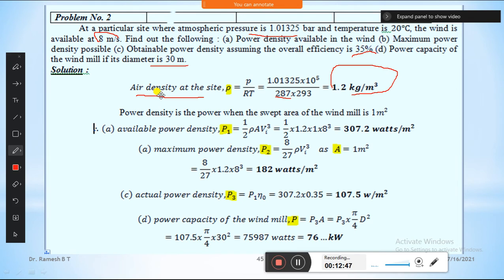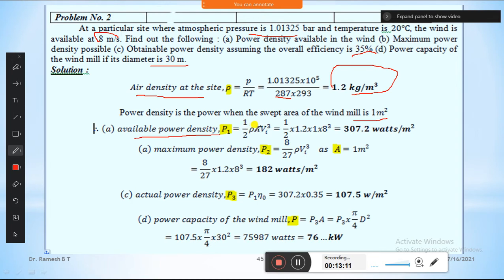That will be the density of the air. Okay, so by knowing the density of air, you are going to calculate the available power, total power, maximum power, power with respect to the efficiency, and power with respect to the diameter. The first thing, the power density when the swept area of the windmill is 1 meter square. So the available power density, we can call it P1.